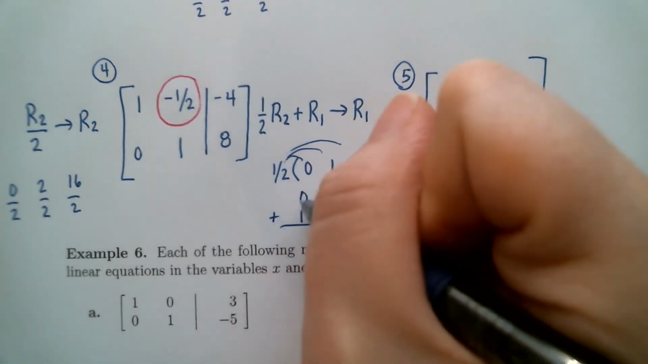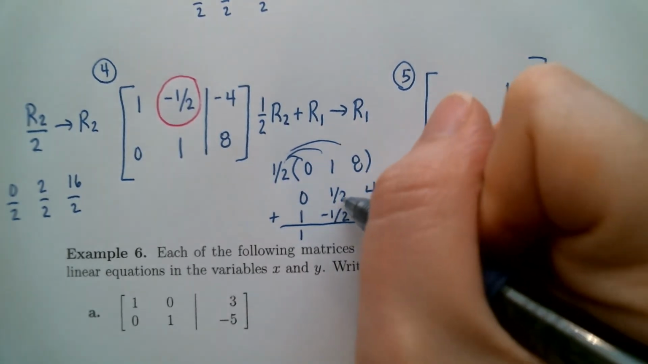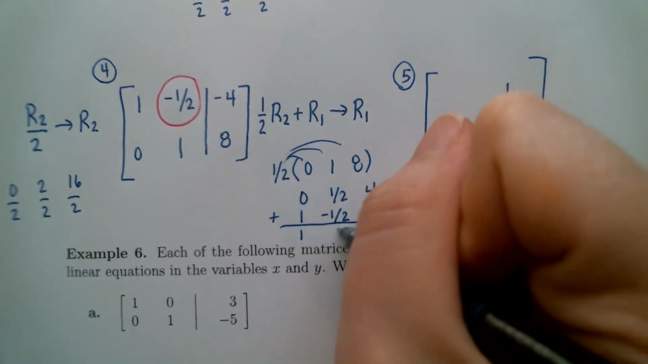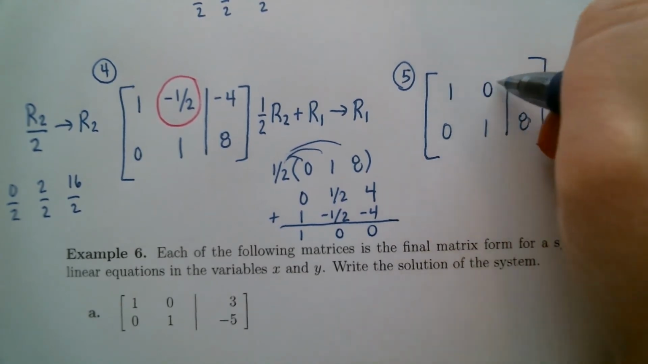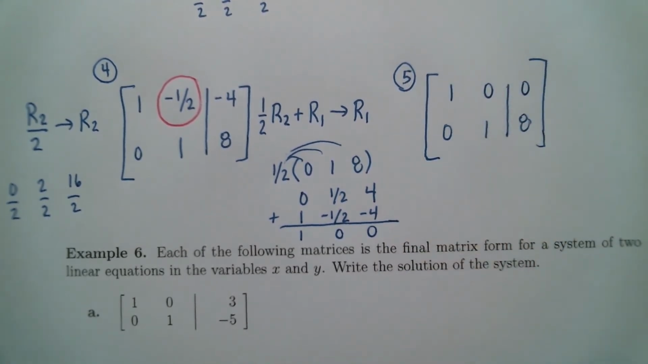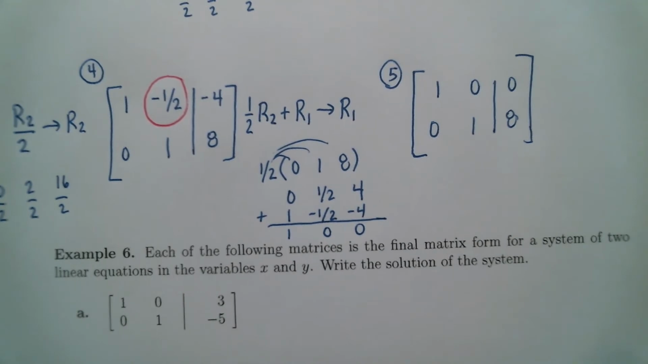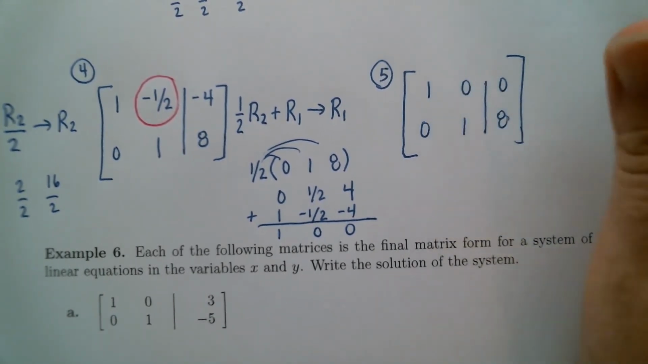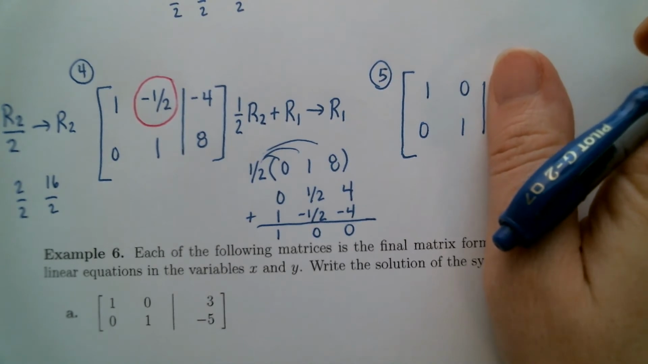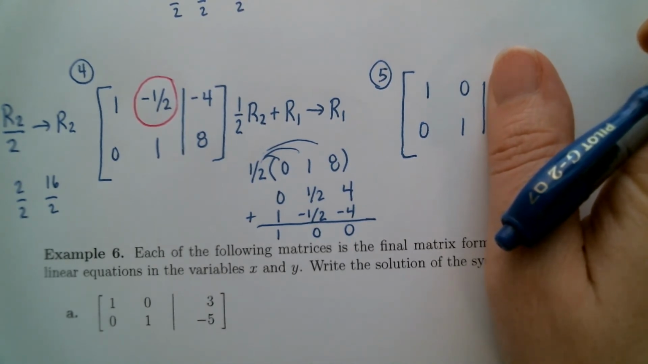Add. 0 plus 1 is 1. 1/2 plus negative 1/2 is 0. And then 4 plus negative 4 is 0. So your new first row is 1, 0, 0. Okay, we are done. We got the identity to the left of the vertical line. You've got 1s on the principal diagonal, and you zeroed out above and below.